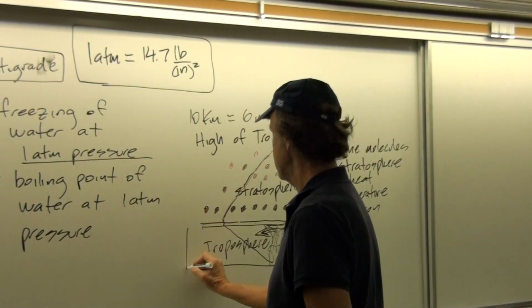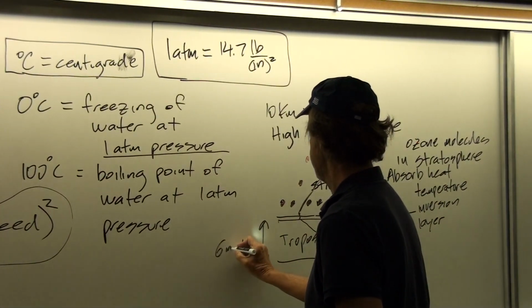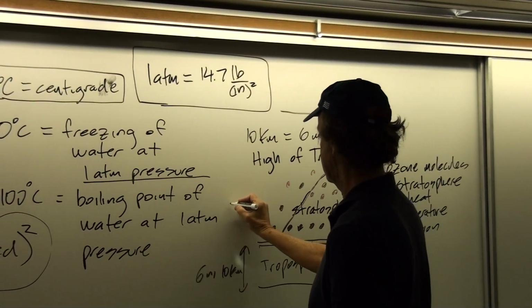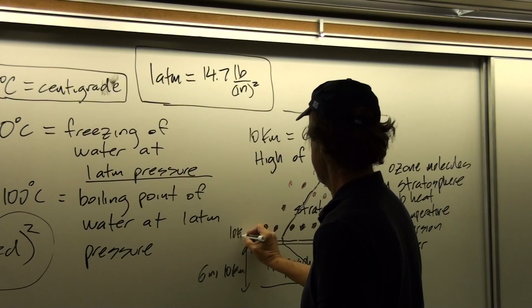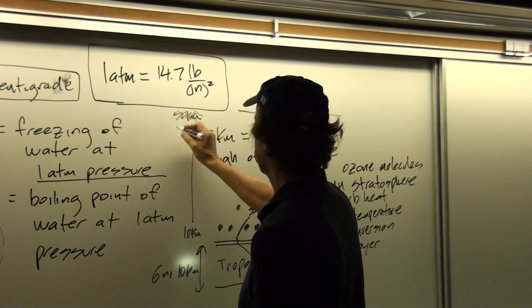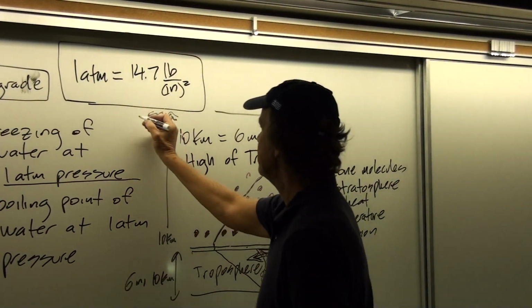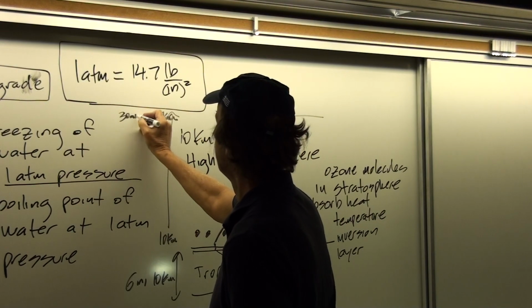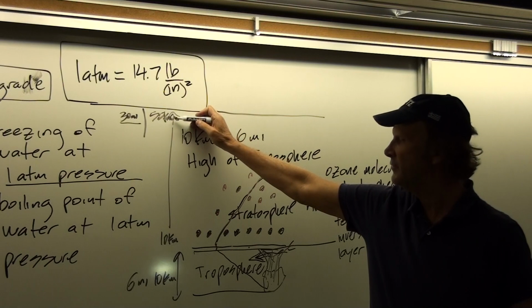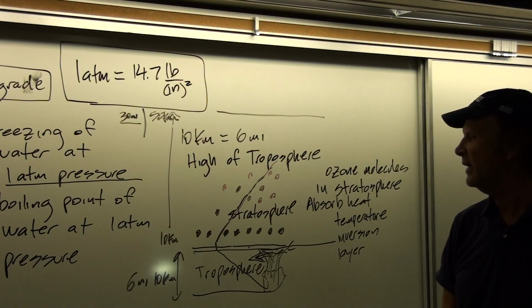So this distance here is about 10K, or 6 miles. And then the stratosphere goes up from about 10 kilometers to about 50 kilometers. Okay, so 50 kilometers, well, that would be 5 times 6. That would be about 30 miles up. So at the top of the stratosphere then, it would be at about 30 miles up, or 50 kilometers up, but the top of the troposphere would be at about 6 miles up.